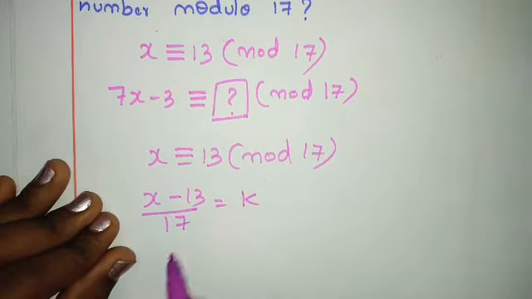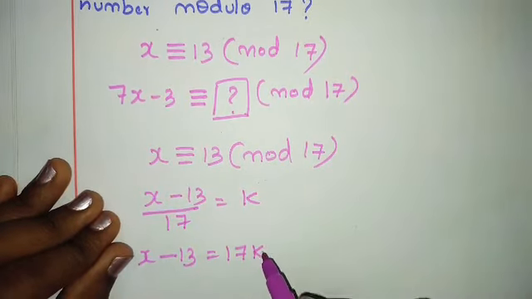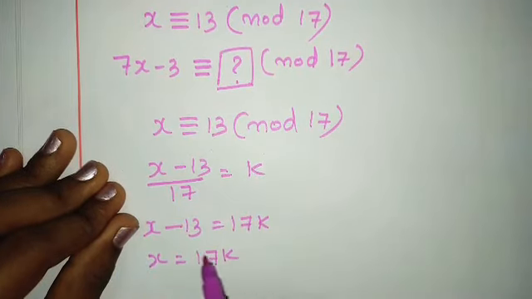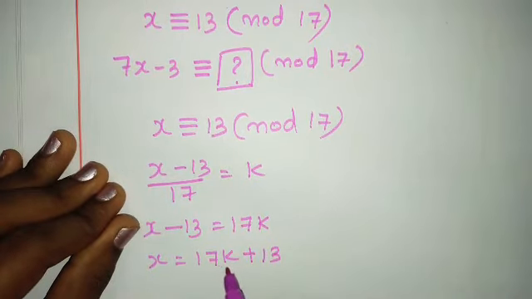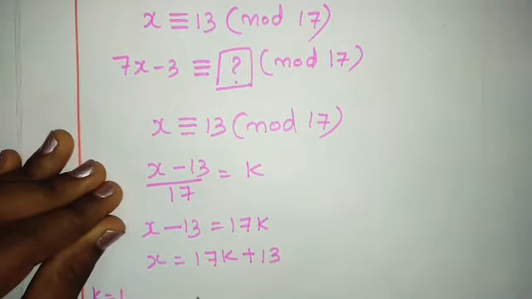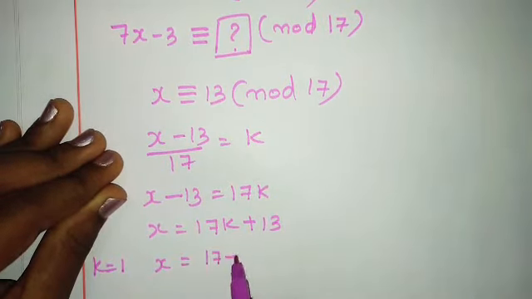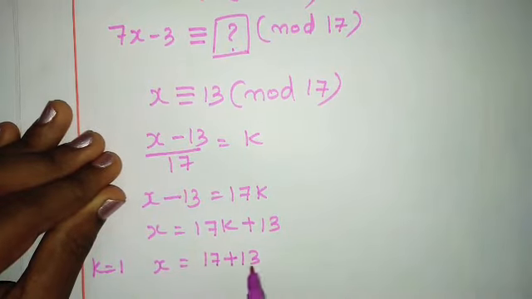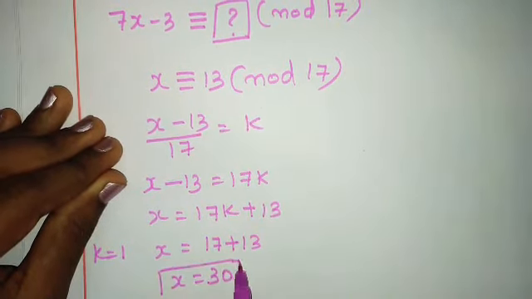So now what we'll do? Cross multiply here. X minus 13 is equal to 17k. So you want the x value, right? So x is equal to 17k, shift this minus to that side, which becomes plus 13. If I take k as 2, it becomes a larger number, so better take k as 1. If you take k as 1, x is equal to 17 plus 13. 17 into 1 is 17. So 17 plus 13 is your x value, that is 30.